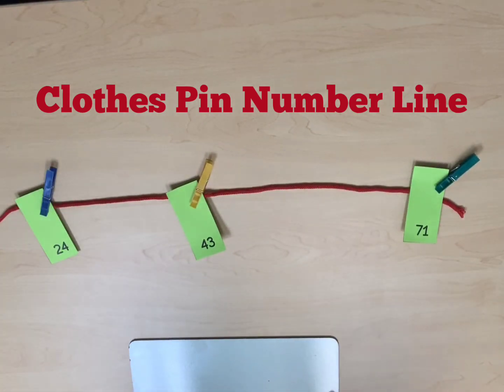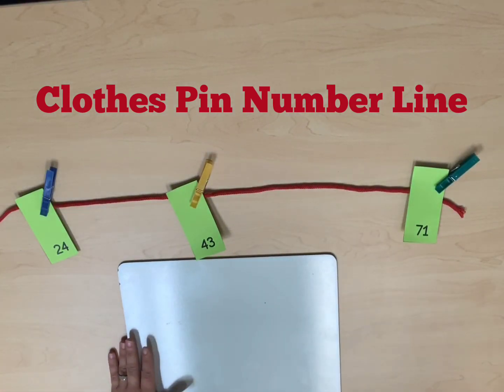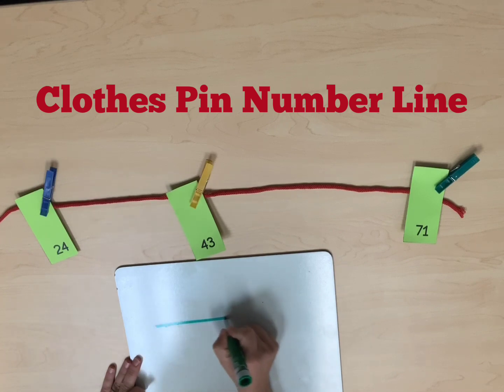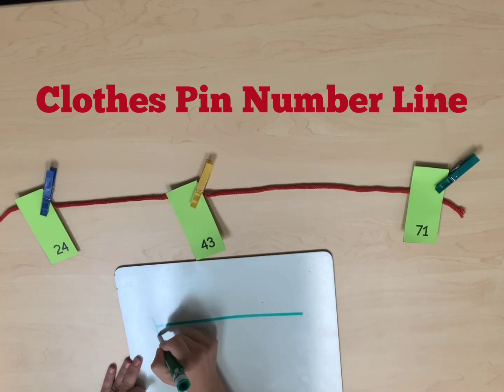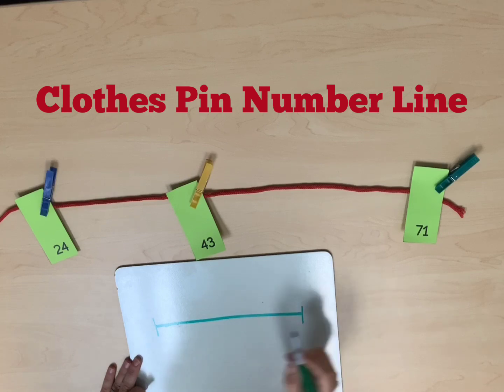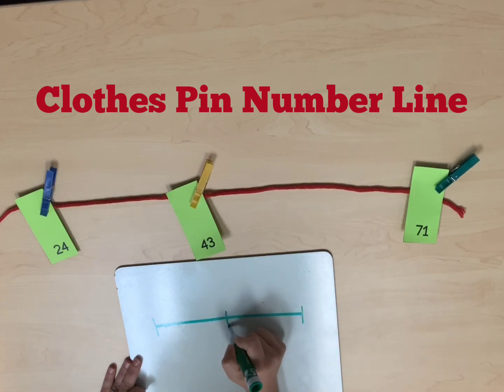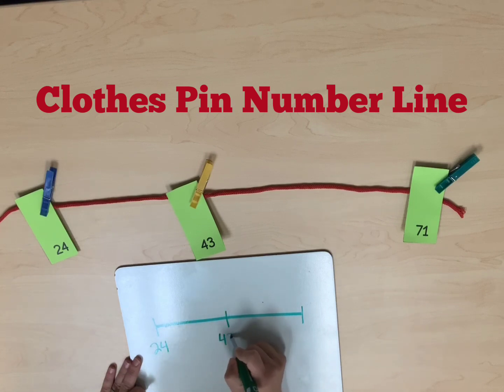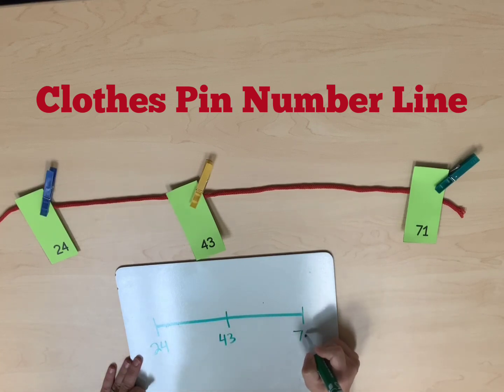the order on your whiteboard and show students how we can transfer that to another picture representation. 24, then 43, and then 71.